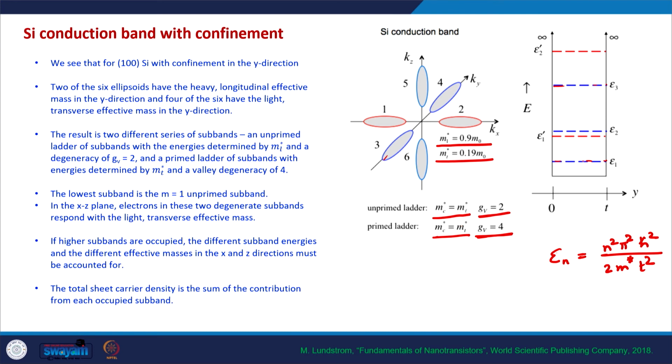So, the heavy electron energies are represented by these epsilon 1, epsilon 2, epsilon 3, and the light electron energies are represented by epsilon 1 prime and epsilon 2 prime. So, these are the unprimed energy levels and these are the primed energy levels. Red ones are the primed, blue ones are the unprimed, and these are because of the confinement in the y direction. Because of the confinement in the y direction, this degeneracy is now broken.